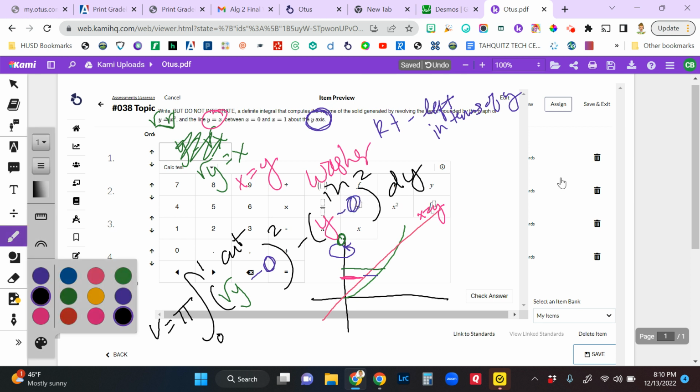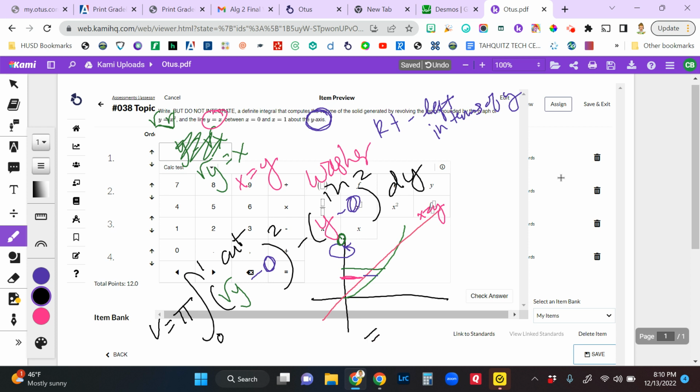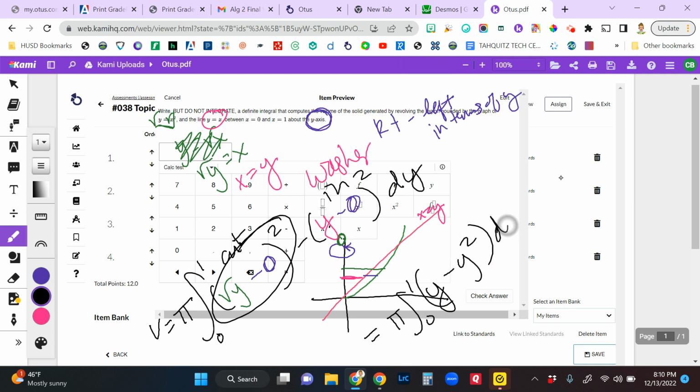And then in order to get the answer looking exactly like what we have typed into Otis, we're going to simplify this. So we've got pi from 0 to 1. When I simplify this right here, the 0 part doesn't matter. The square root of y squared would just be y. And then the 0 doesn't matter again. I just get minus y squared dy.